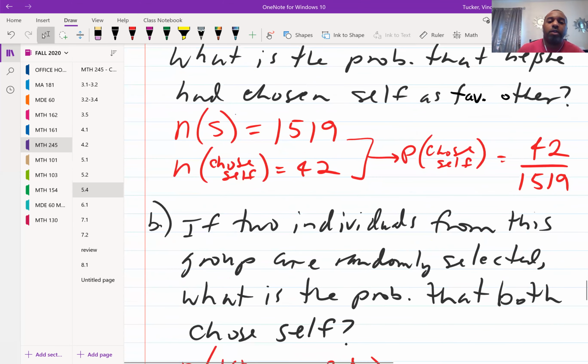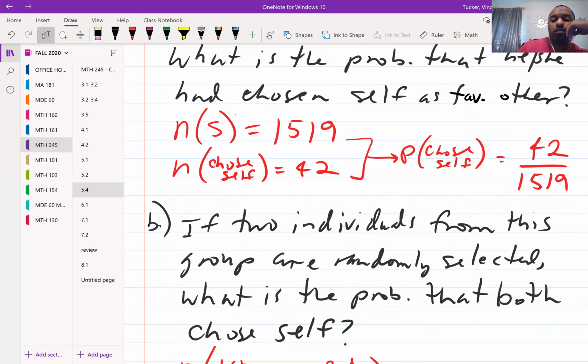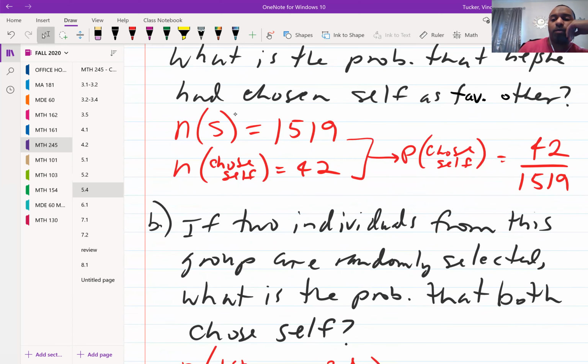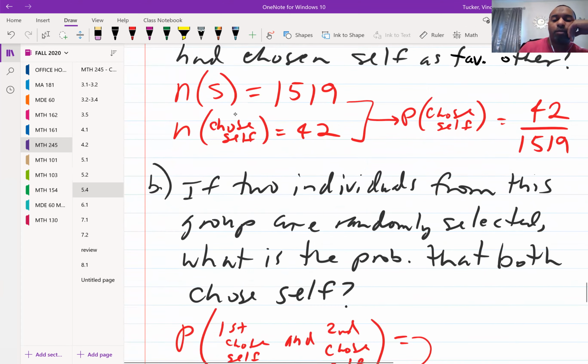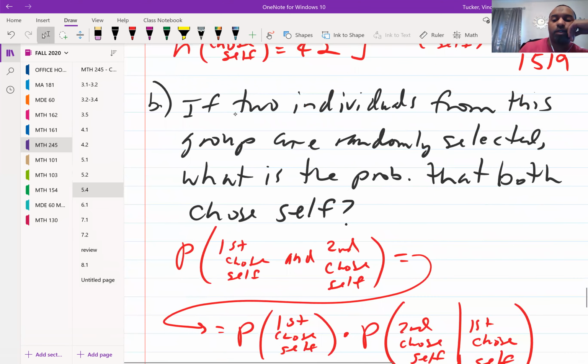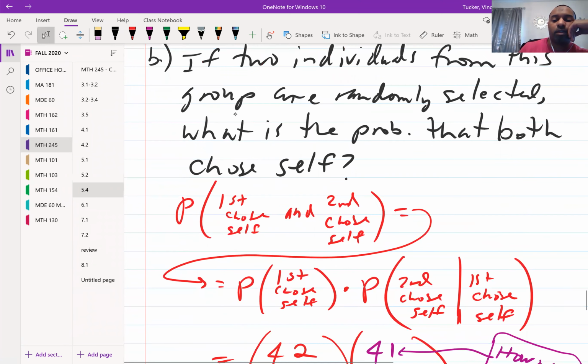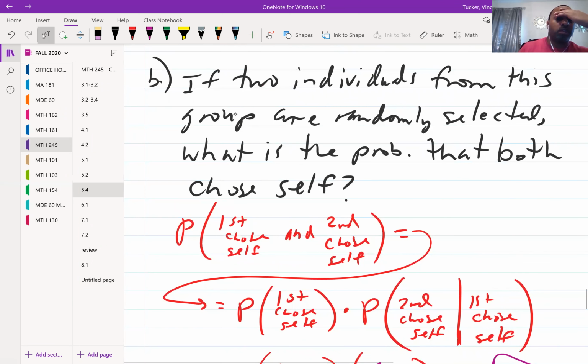All right, so the next one, if two individuals from this group are randomly selected, what is the probability that both chose self? So we already found the probability that one chose self. That's 42 over that 1519. Probability that both chose self. And so as far as the notation, we're just looking at the first one choosing self and then the second one choosing self.